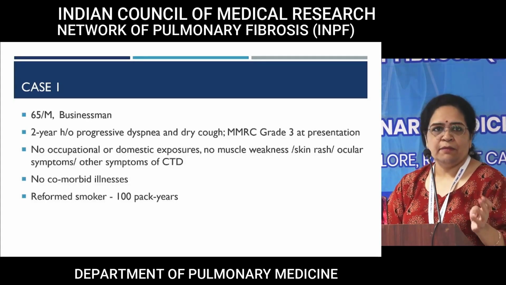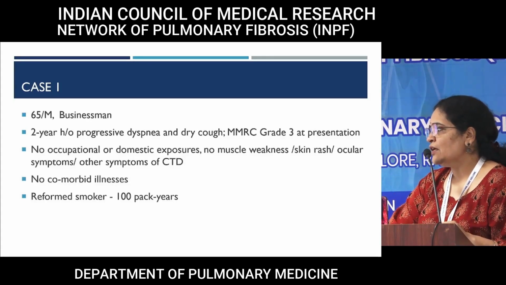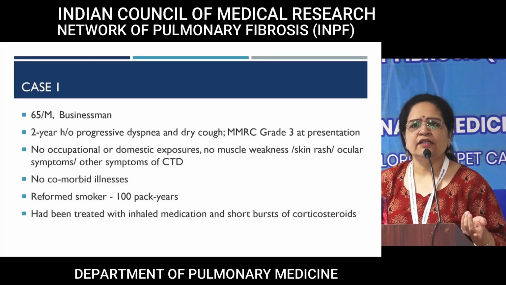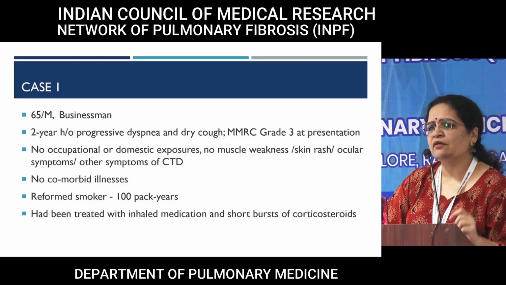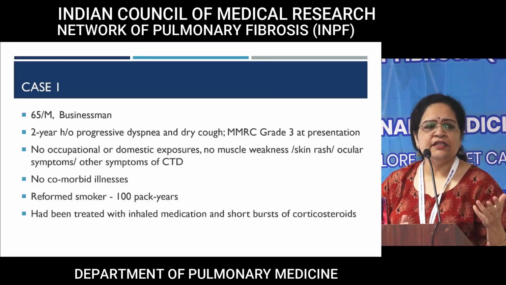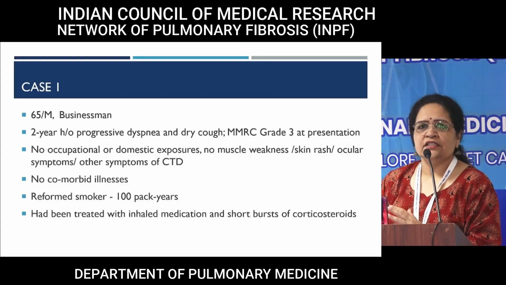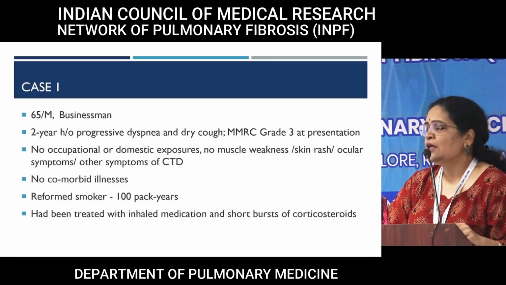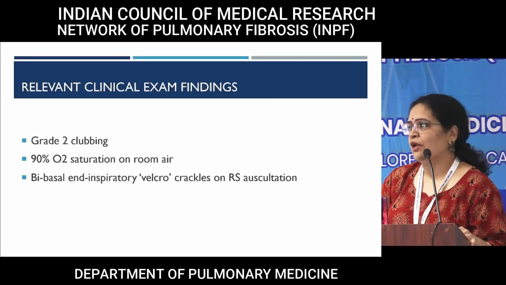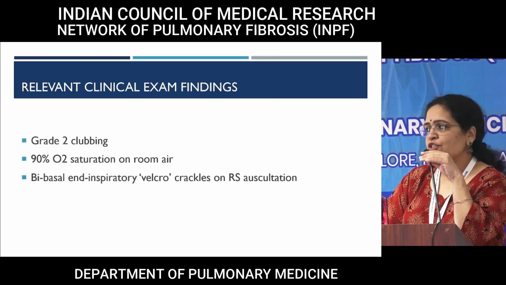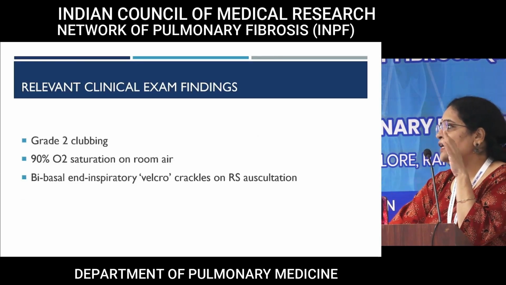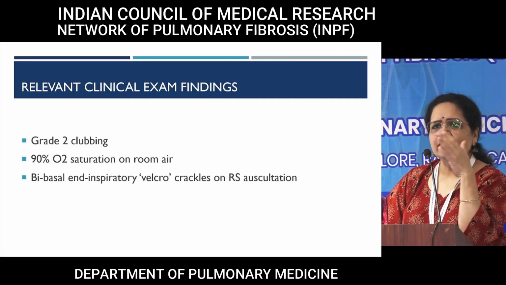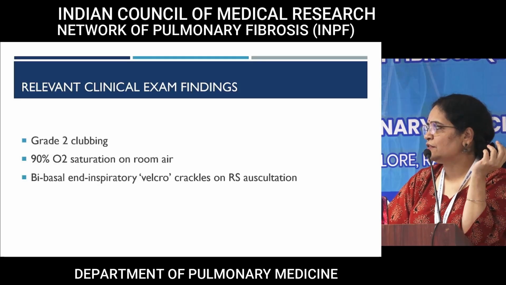Understandably, in the peripheral center where he was seen, somebody found some crackles and thought it was COPD. He had been treated with inhaled medications. When things got worse, he got some bursts of corticosteroids and came to us. On examination, he had grade 2 clubbing, 90% saturation on room air, and bibasal end-inspiratory velcro crackles. He came to us about 2 years after the onset of illness.